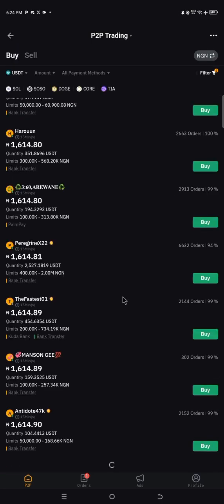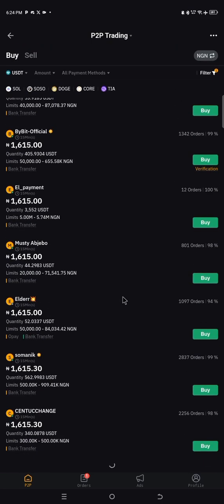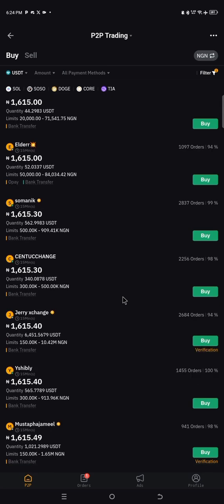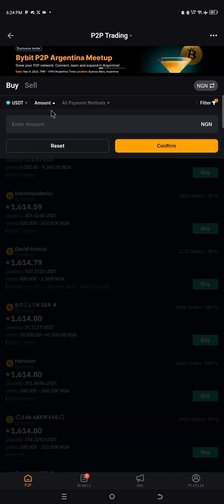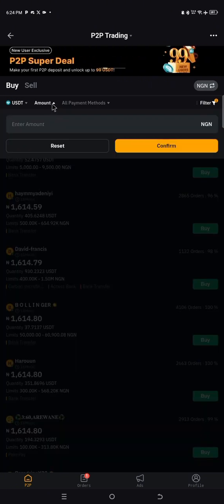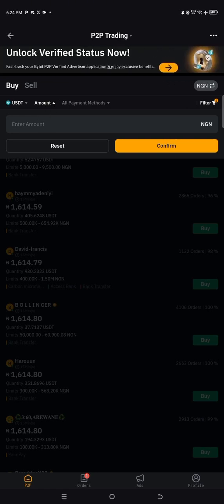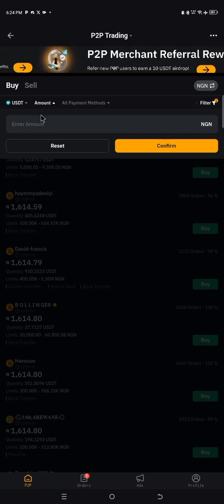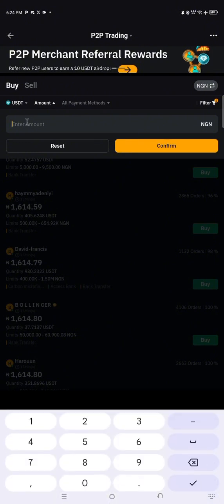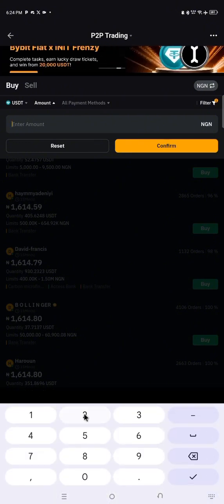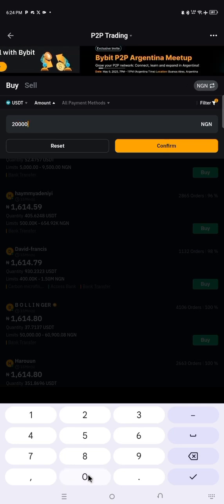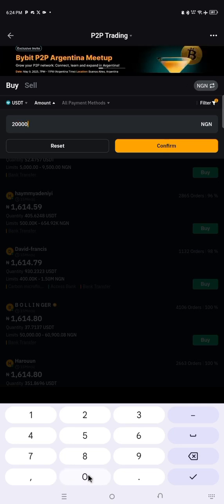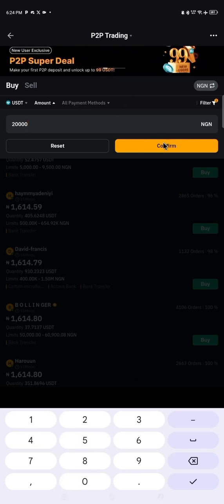You see a lot of sellers here where you can buy your cryptocurrency from. You can see there, right? I don't know how much cryptocurrency you want to buy, either 50 USDT or 10 USDT. I don't know how much Naira you want to use to buy. So let's say I'm using like 20,000 Naira to buy some USDT. This is 20,000 Naira. Then you click on what? Confirm.